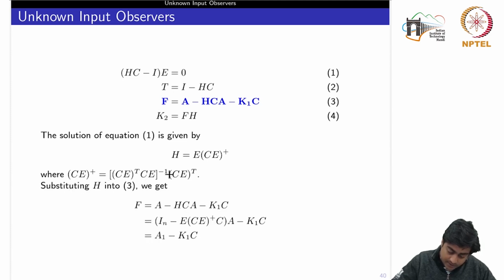Now if we substitute this H into this third equation, A minus HCA minus K1C would become this one, where I have taken A as a post multiplying factor from the first two parts of this equation, that is In minus E CE plus, H, C and A minus K1C. Now I substitute this whole part as A1, and so finally this F becomes A1 minus K1C. Okay, so now this equation you would see is pretty much familiar to you.